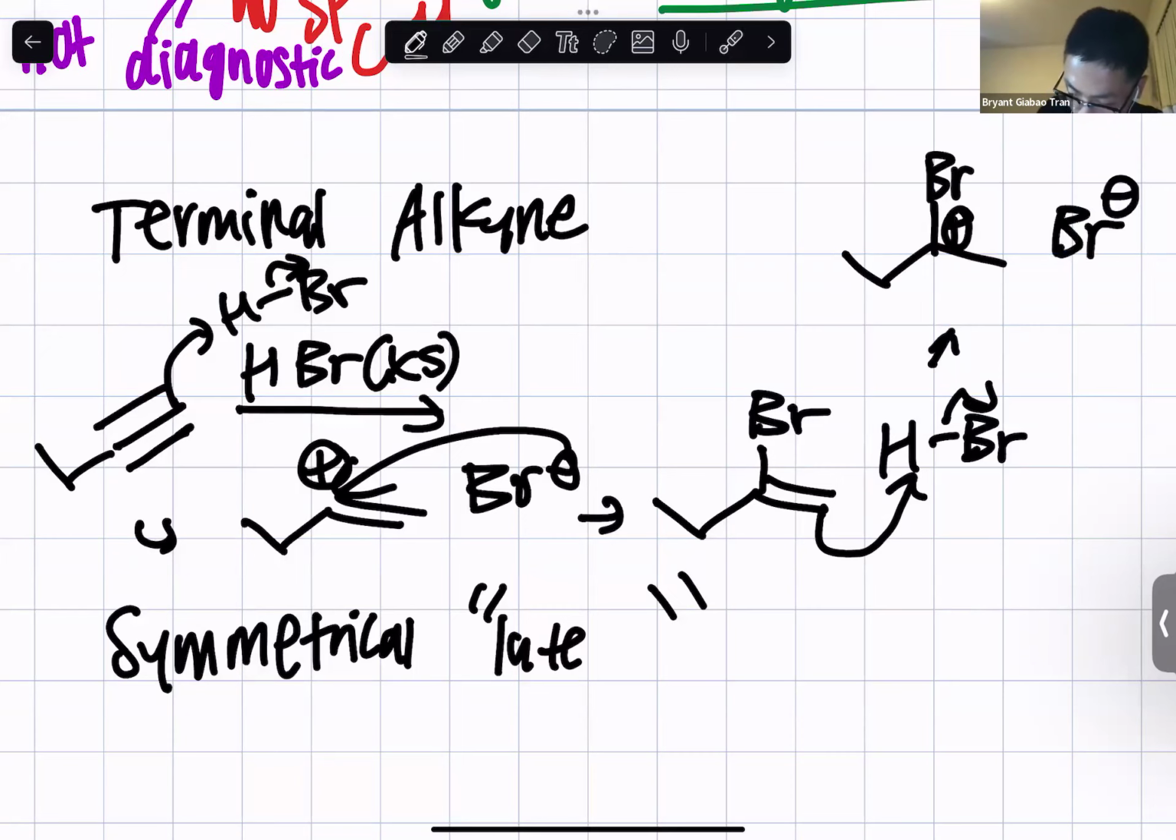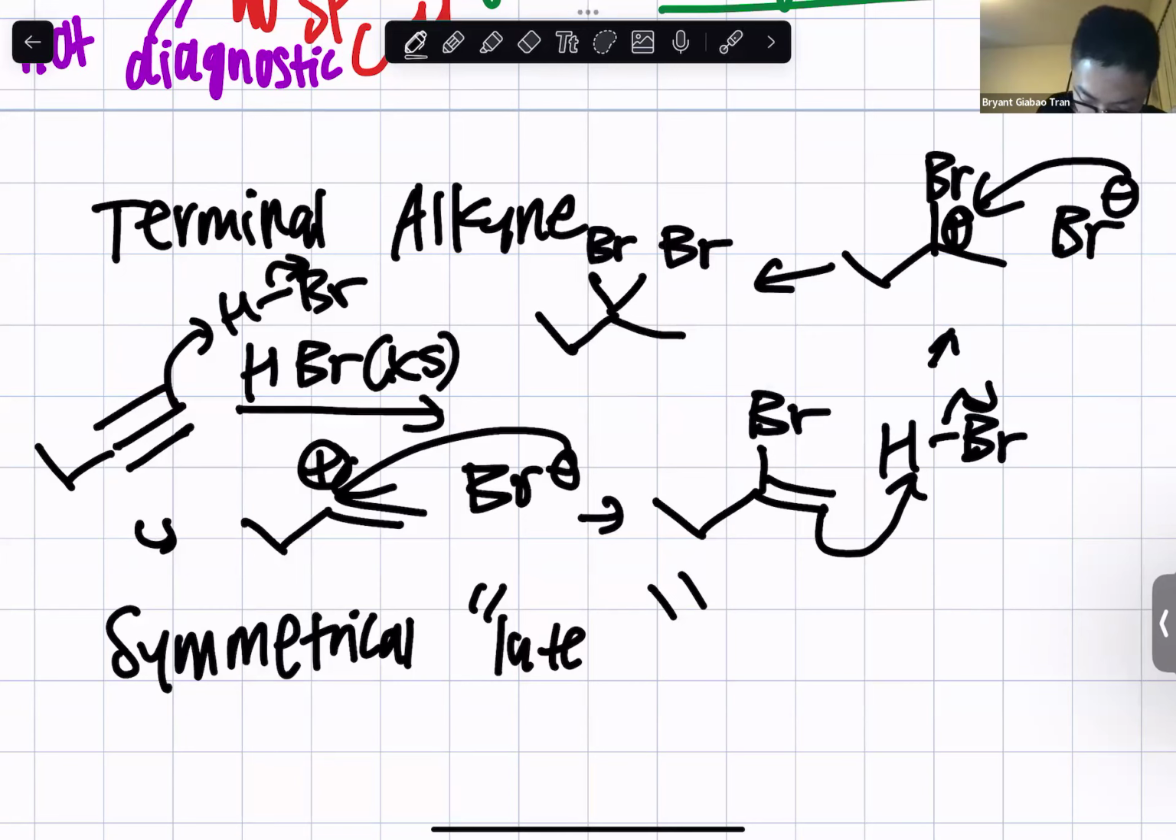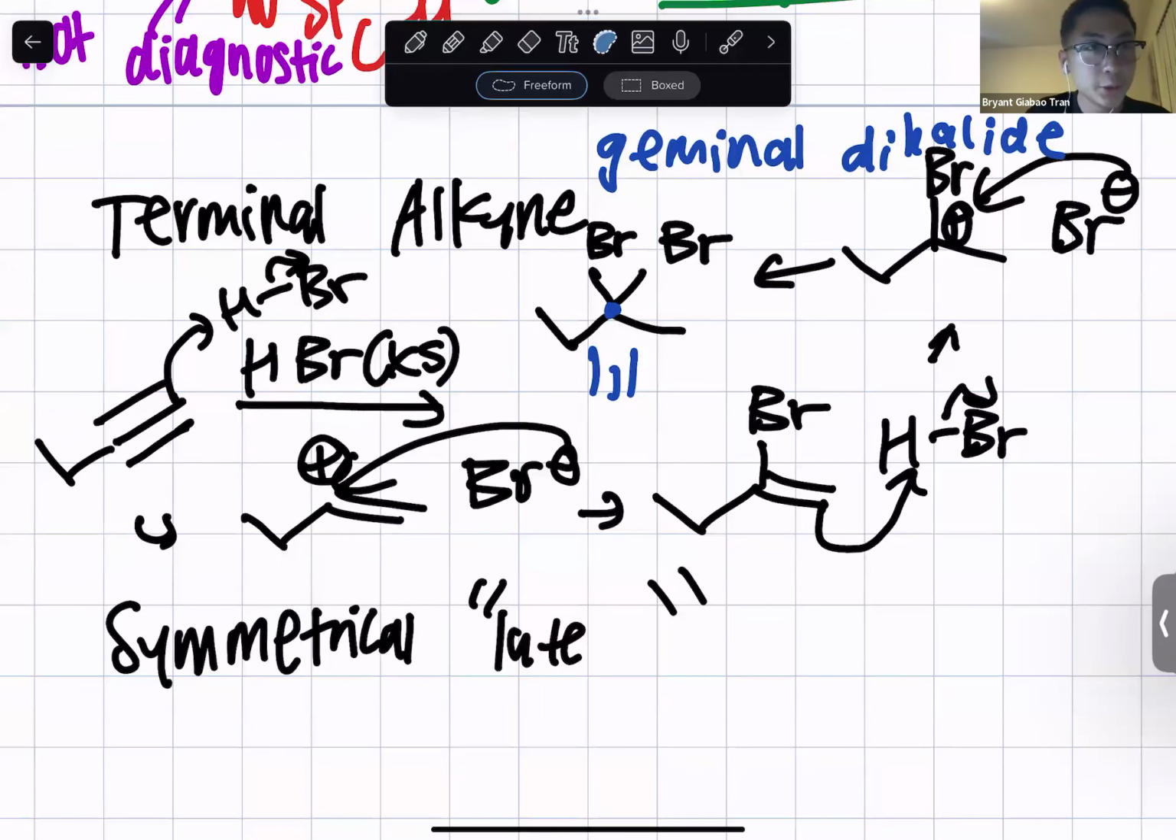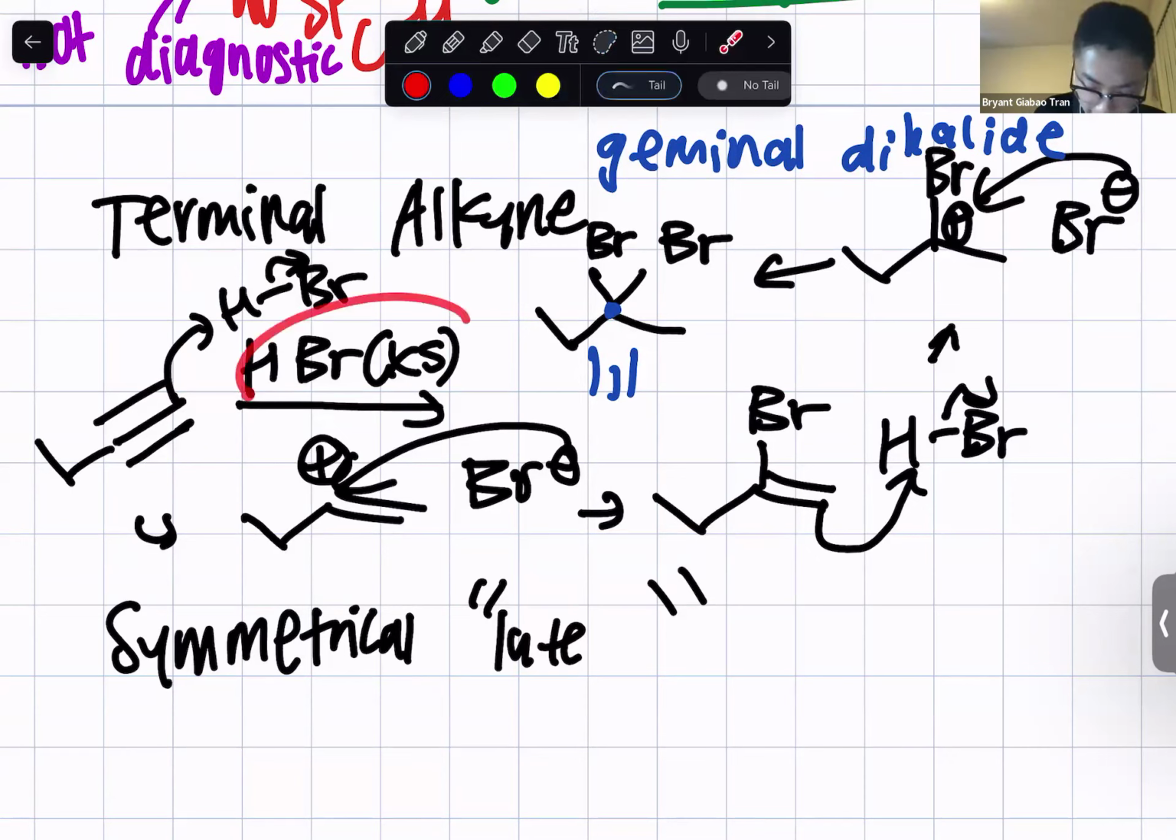And then Br minus is going to come back and attack that carbon right there to give us this geminal dihalide, where the bromines are on the same carbon. Geminal dihalide. They have a 1-1 relationship with each other because they are on the same carbon there, right? If it was Br2, like X2, then it would be a vicinal dihalide. They would have a 1-2 relationship with each other. But we have HBr, which is different than X2, which is different than Br2.